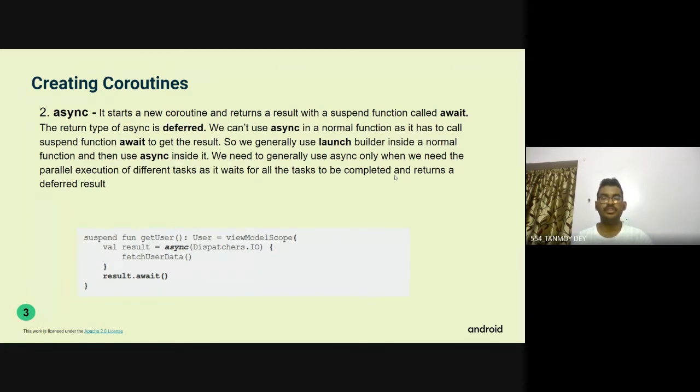And we can't use async in a normal function, so we also need to call a suspend function called await, which gets the result from the async function. Unless we need the main thread to be blocked, we don't normally use launch. However, we generally use async when we need parallel execution of tasks. A basic example would be if you have two networking calls which need to be run in parallel, then we use async function calls, and that way we can get the networking results and only then do our further operations on the app.